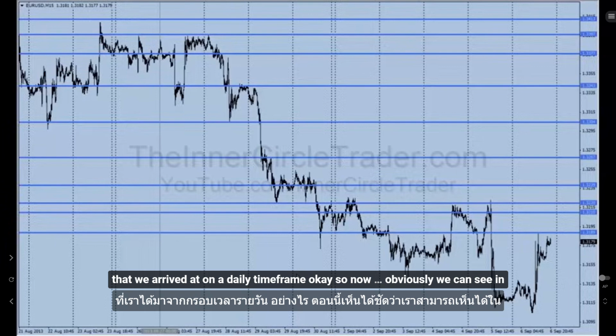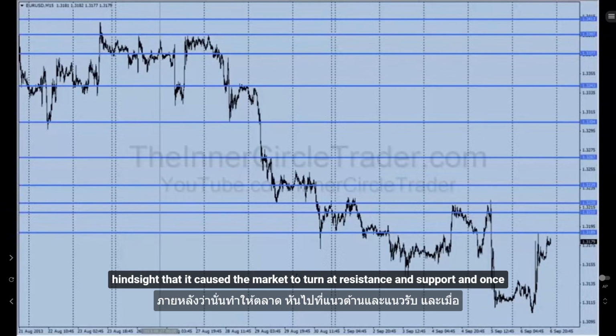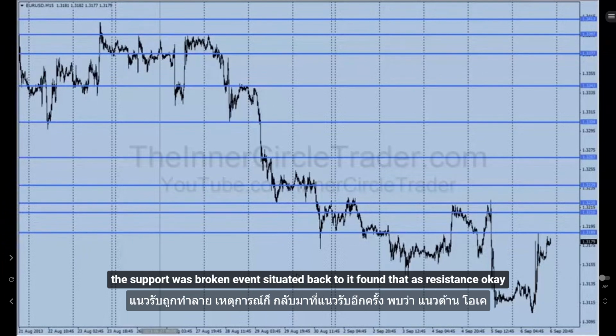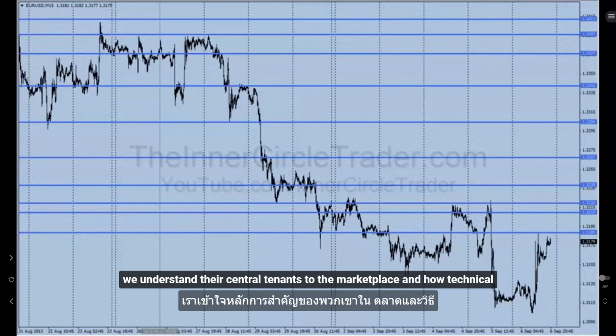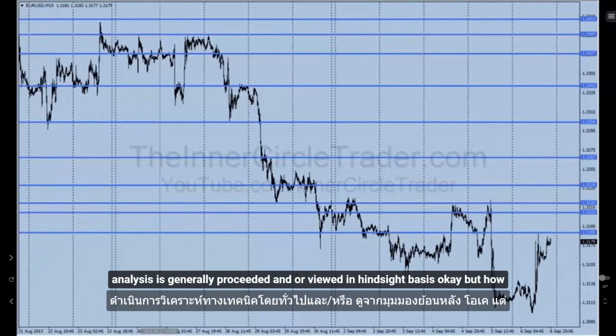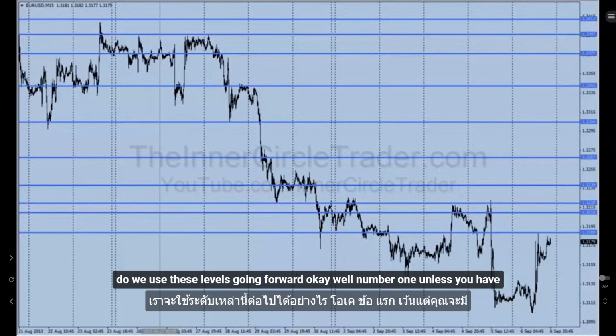Okay, so now obviously we can see in hindsight that it caused the market to turn at resistance and support, and once support was broken, it eventually traded back to it and found it as resistance. Okay, we understand those central tenets of the marketplace and how technical analysis is generally perceived or viewed on a hindsight basis. Okay, but how do we use these levels going forward?